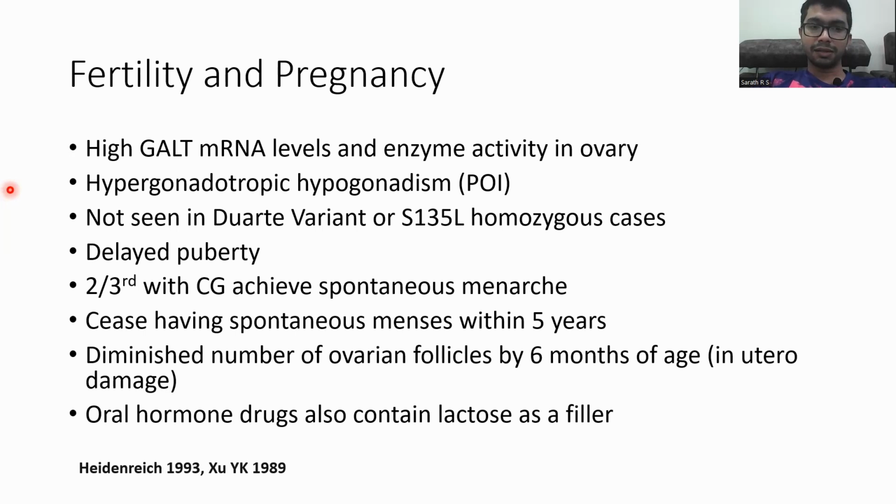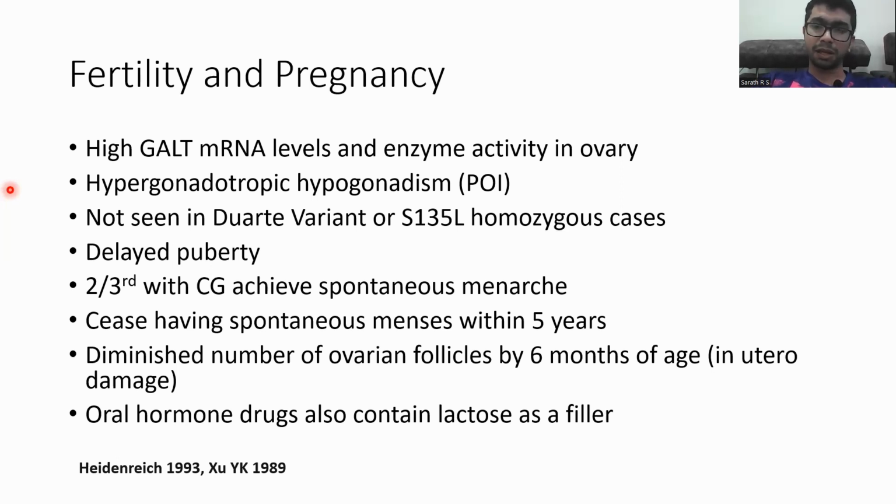And scientists found out that there is a diminished number of ovarian follicles by 6 months of age in classical galactosemia affected females. So they concluded that the insult is happening in utero as well. And on top of that, there is one more problem. The hormonal therapy given to these ladies for attainment of menarche and continuation of menses, those hormonal drugs also contain lactose as a filler, which can cause counterproductive effects.